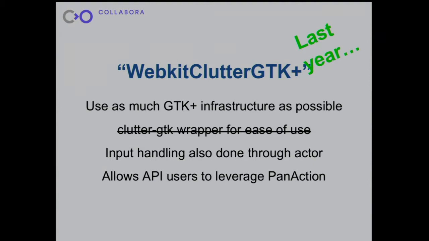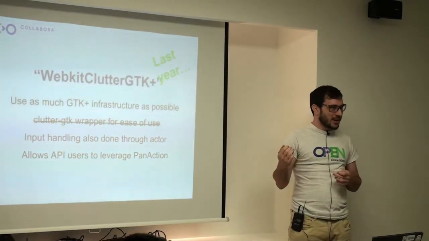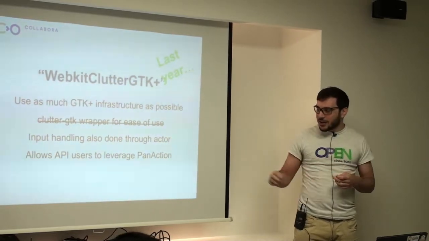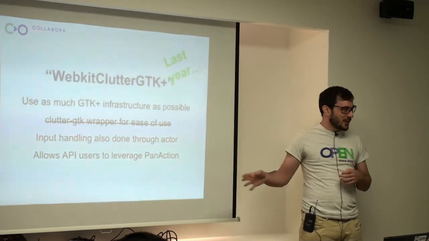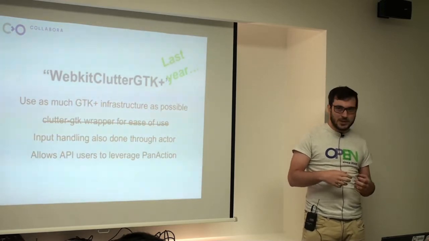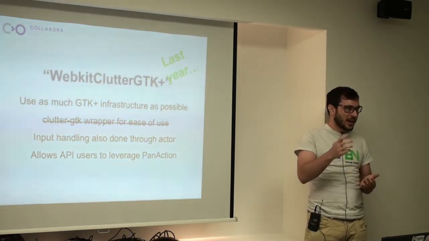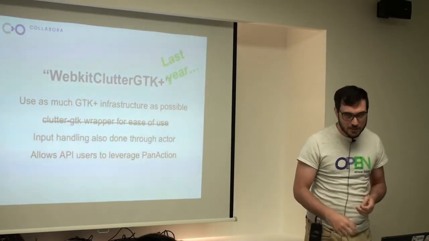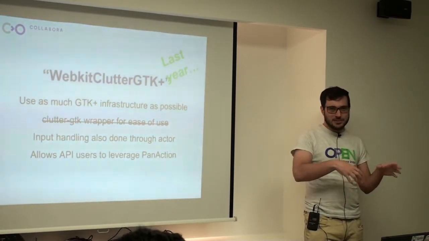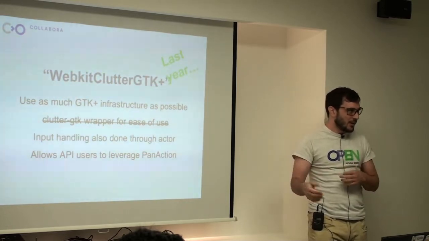So input handling is also done through the Clutter actor and not through the GTK widget. And the reason for that is all of the applications of this system were using things like Clutter pan action to deal with scrolling or panning. And they are very keen on being able to customize the behavior of such things. So we had to provide lots of API to customize the animation for things like kinetic scrolling. They want to be able to customize it per OEM. So if a car maker wants a specific scrolling behavior, they could make it so.